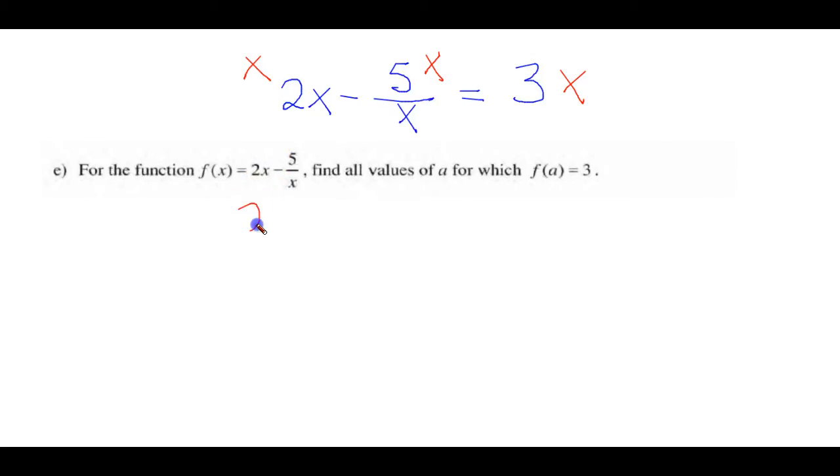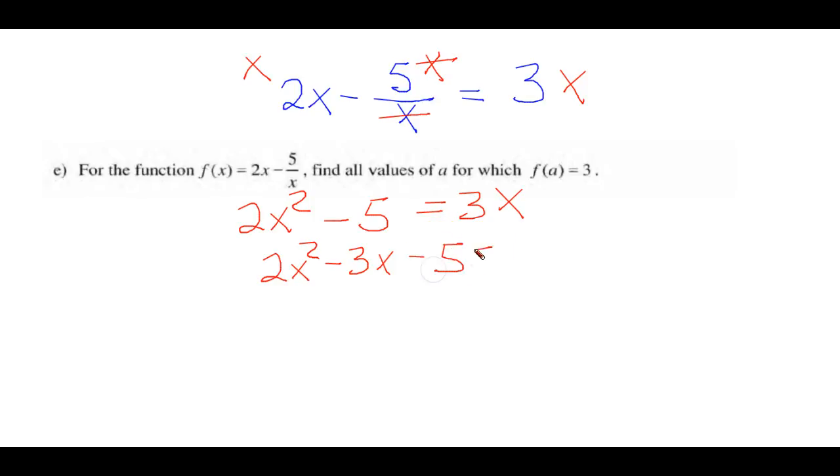So here we get 2x squared. Here the x's cancel out, and we get a negative 5 equals 3x. Well, this is a quadratic equation, so we have to put it in standard form. 2x squared minus 3x minus 5 equals 0. So we factor it.